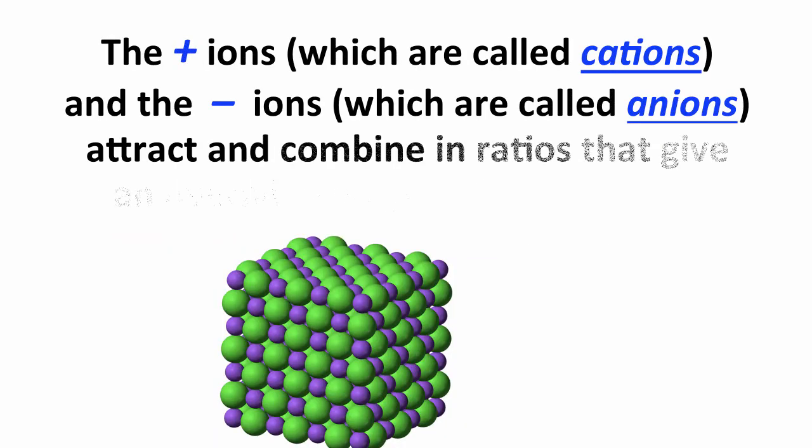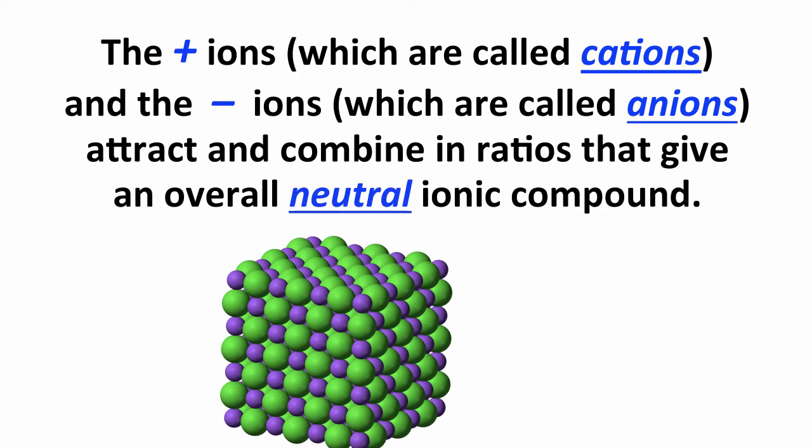Okay, so a little bit of a summary here. The positive ions are also what are called cations. The negative ions are also called anions. And the positive and negative ions, or the cations and the anions, attract each other, and they combine in ratios that will give an overall neutral ionic compound, as seen in some of the previous examples.